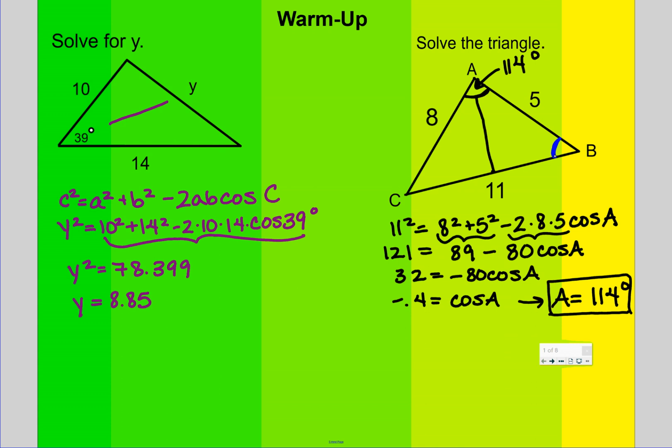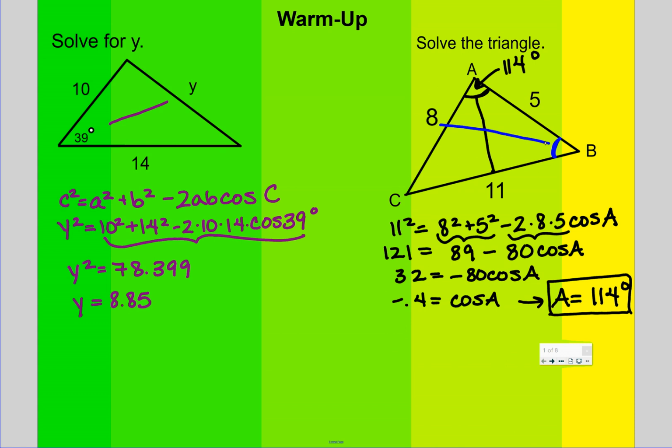Now, at this point, you do have a choice. You could use law of sines if you wanted to, because 8 and B are opposite each other, and 11 and 114 are opposite each other. The only thing you have to worry about with the law of sines here is that solving for an angle is the special case. So you're going to get more than one answer. And sometimes with this type of triangle, only one answer is going to work, but it's difficult to tell which one actually makes sense with the triangle you have.